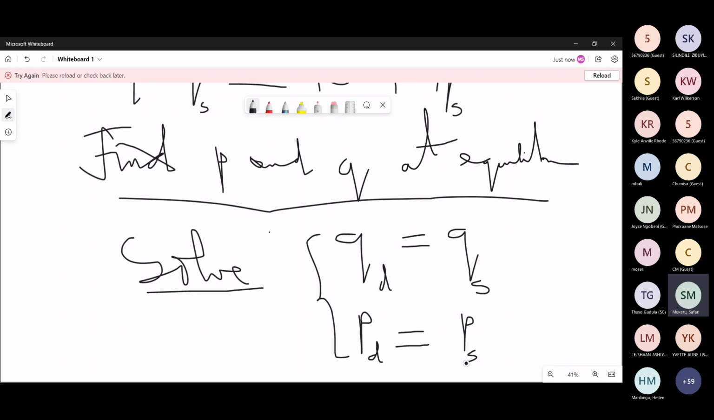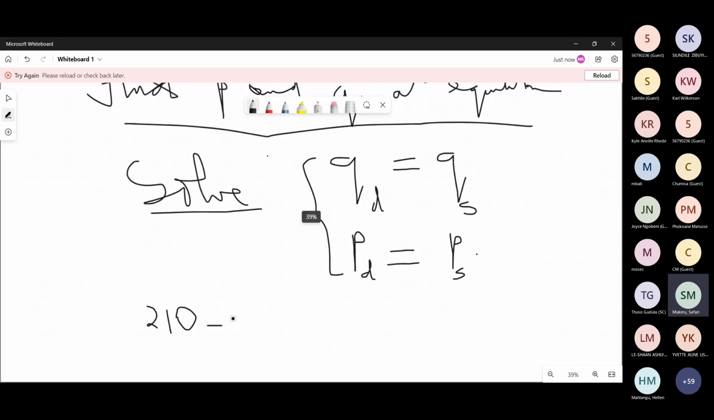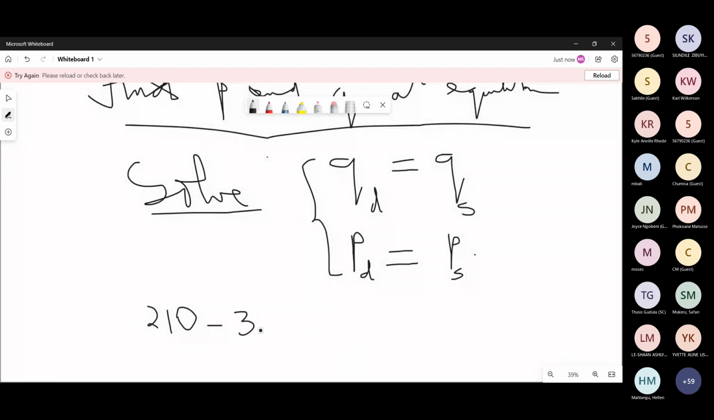Now we solve this, and this we can denote by Q. What is PD now? We go back to PD. It's 210 minus 3.5 PD equals QS, which is negative 90 plus 4 PS. Follow carefully how to solve this system.